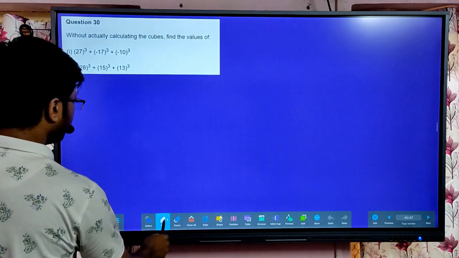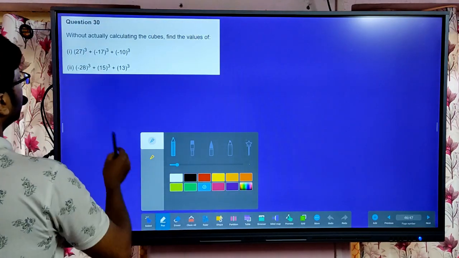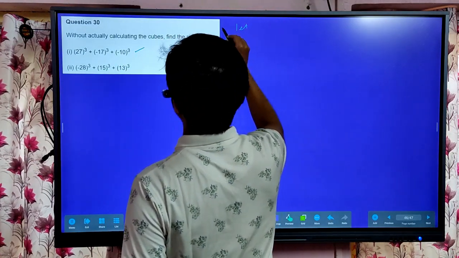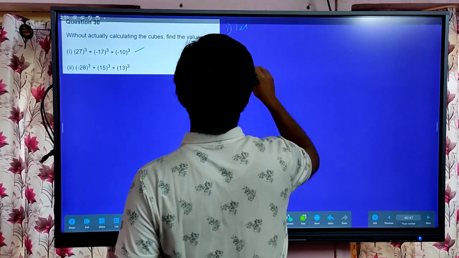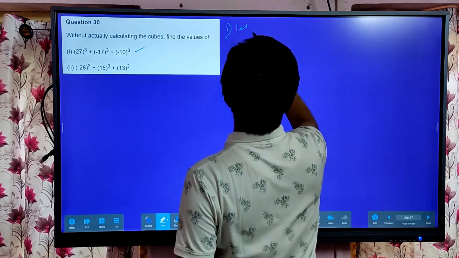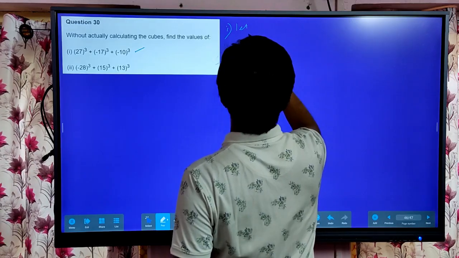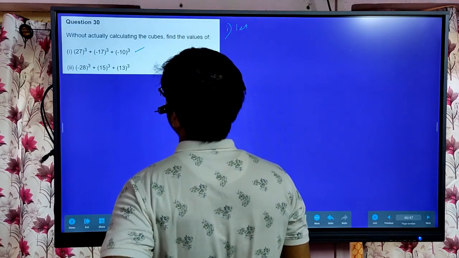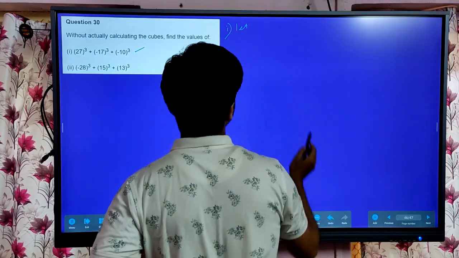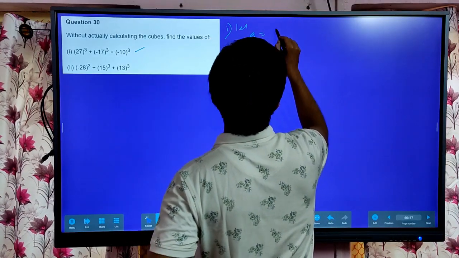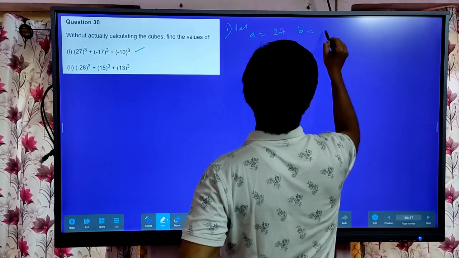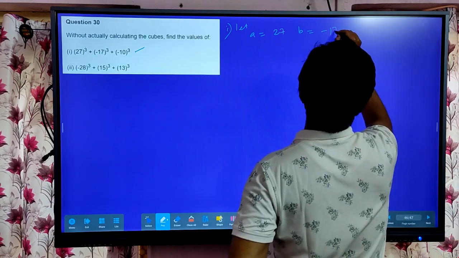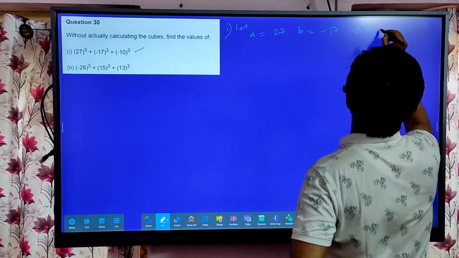Let me check whether the ABC sum is 0 or not in these two cases. So let me check the first one. I am doing number 1. Let a equal to 27, b equal to minus 17, isn't it? c equal to minus 10.